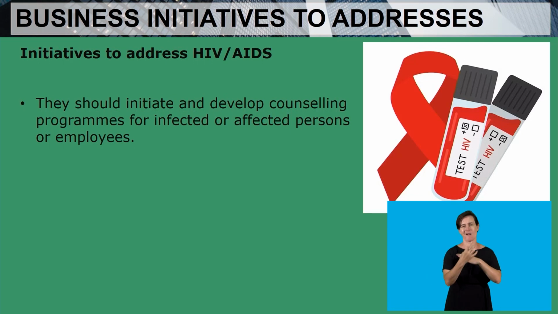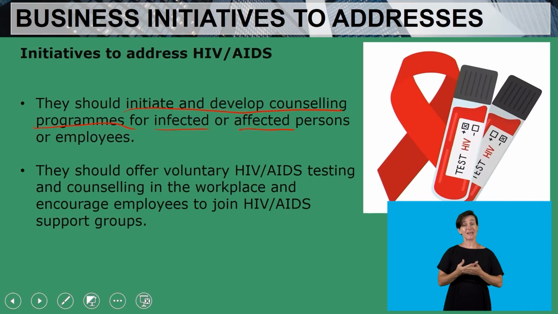They should initiate and develop counseling programs for infected or affected persons or employees. Another initiative that a business can do to address HIV or AIDS is to initiate and develop counseling programs for infected as well as affected persons or employees. It's going to be easier if there's counseling in the workplace that is offered by the business, because employees will be able to voice out their concerns, and they can be corrected in terms of the misinformation that they might be having about HIV or AIDS. So it would be best if the business initiates or develops those counseling programs.